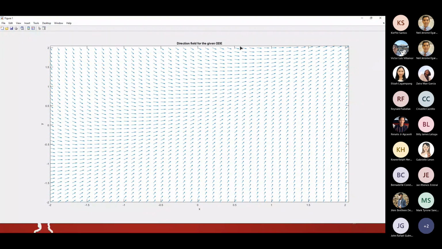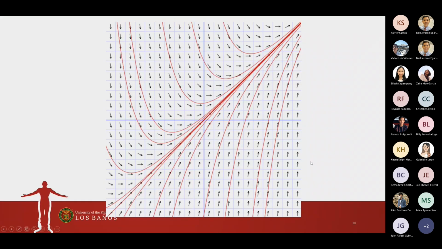Tingnan ko kung meron siya sa slide. Let me just clear this up and annotations. I'll go back here. Okay. So, and then that's the same behavior that you see from the picture on the slides, right? So makita nyo, nag-iiba talaga yung behavior ng mga solutions when you start at a different initial condition.